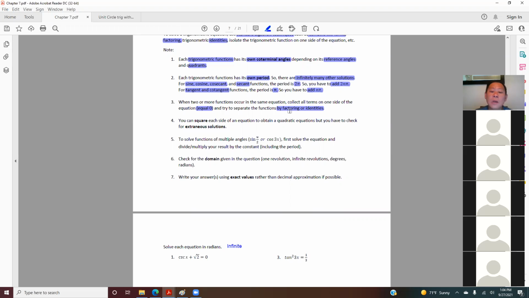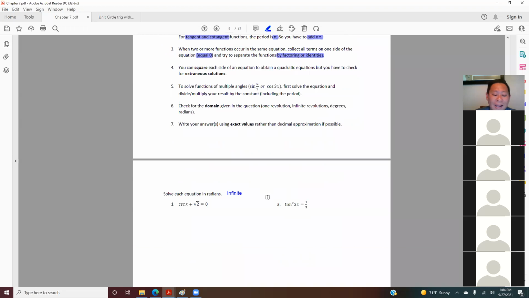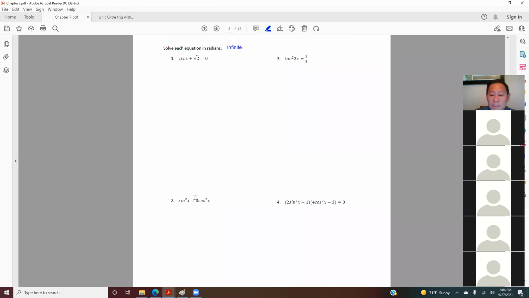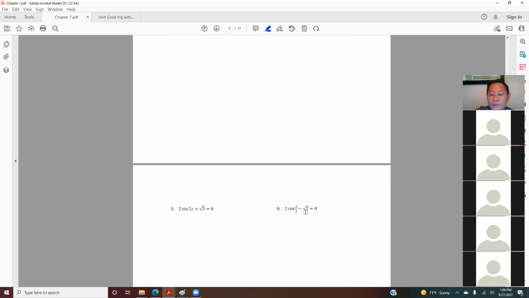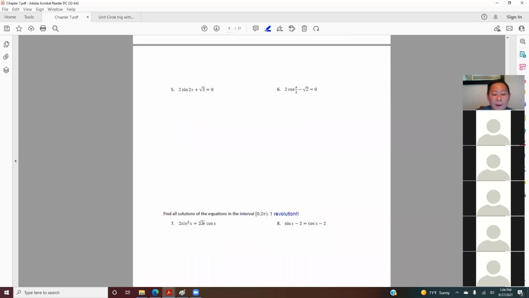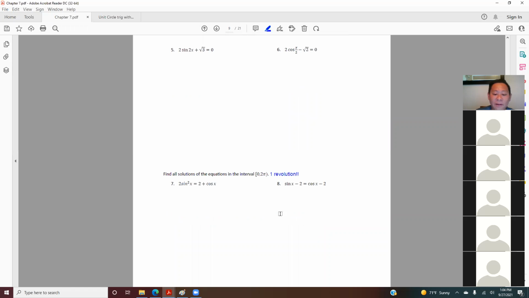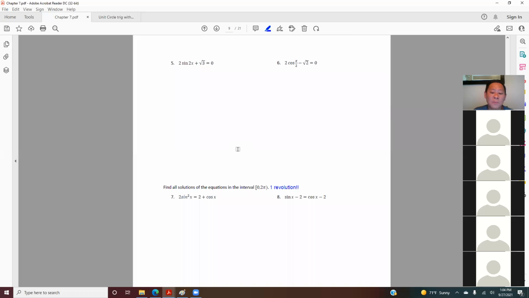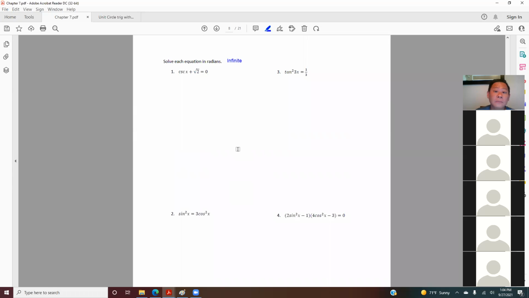It's like solving equations. So this is what happens when you got something like number 2, where we got two sides like this. If that equals 0, then you don't need to worry about this one. Like number 7, 8, because they have both sine and cosine on both sides. So you might need to make it equal to 0 in this case.